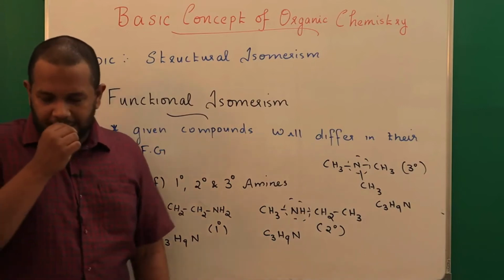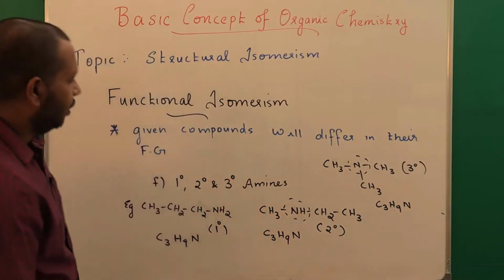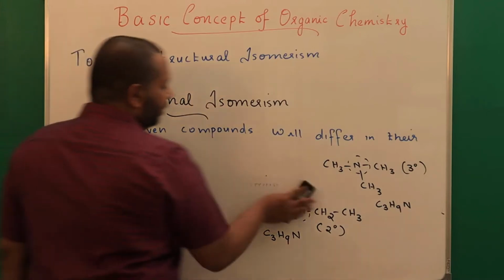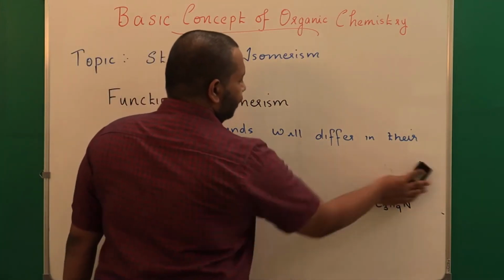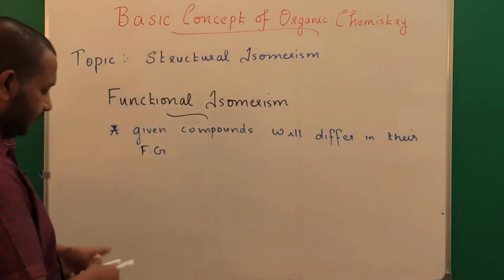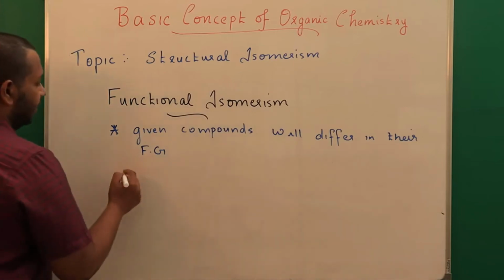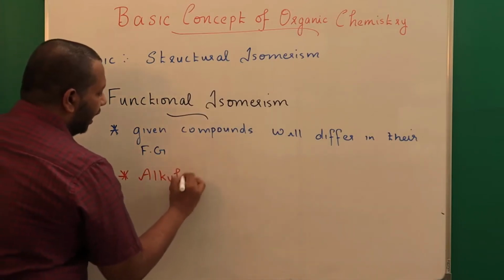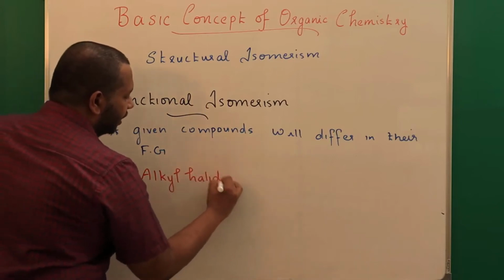Now, can you tell me one class of compounds which does not show functional group isomerism? Very, very, very important. You can expect this for the NEET exam also. We can say alkyl halides, very important. So I will write it in red color. Alkyl halides. Alkyl halides means what actually?